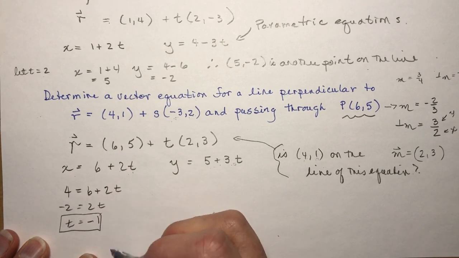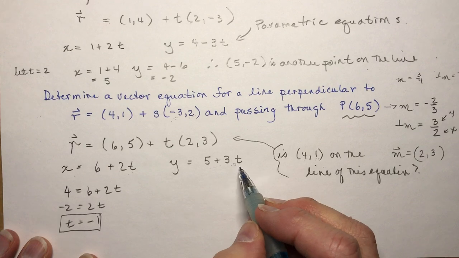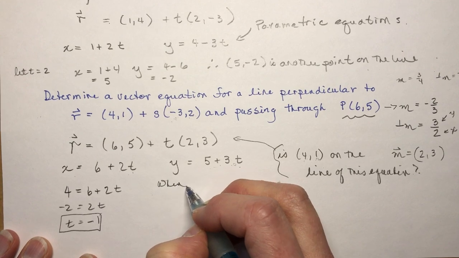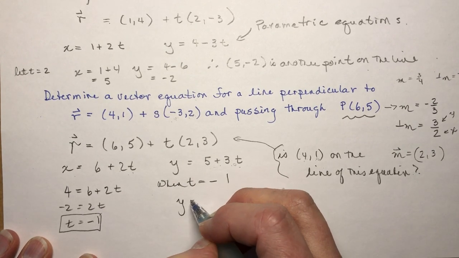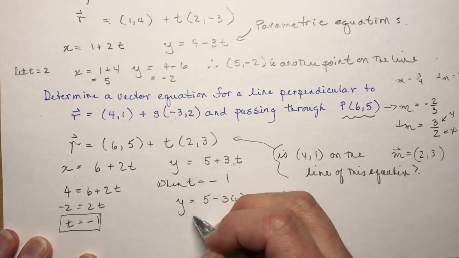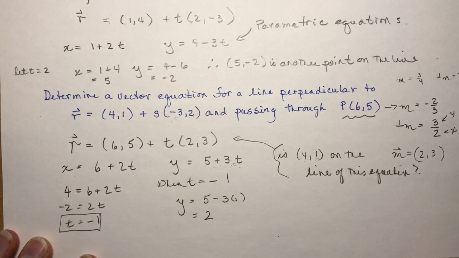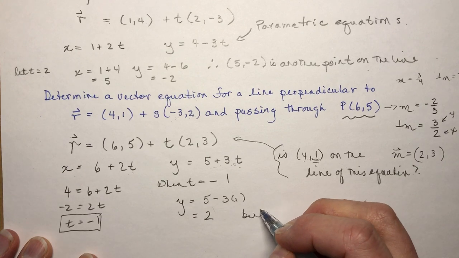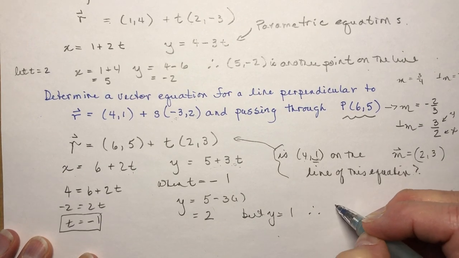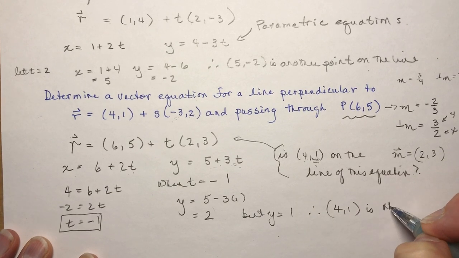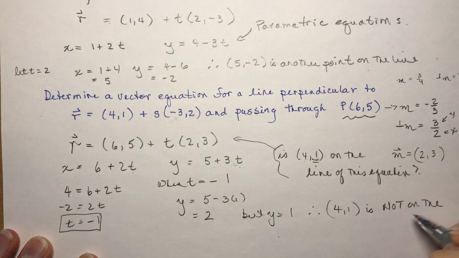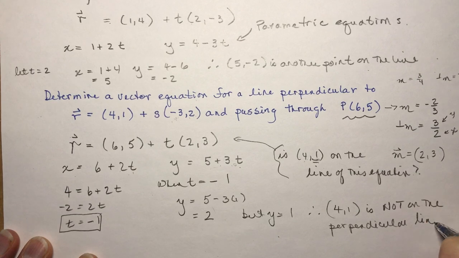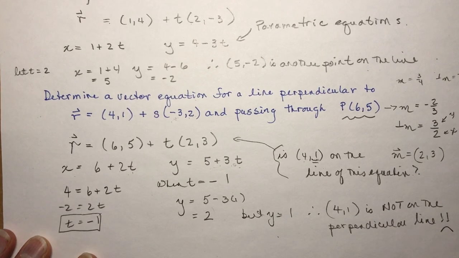So this is t equals minus 1. And so if I put in t equals minus 1 here, I have to get y equals 1. So when t equals minus 1, y is going to be 5 minus 3 times 1, which is 2. Well, that doesn't cut it, right? I want the answer to be 1. But y equals 2, therefore (4, 1) is not on the perpendicular line. That makes you very sad.